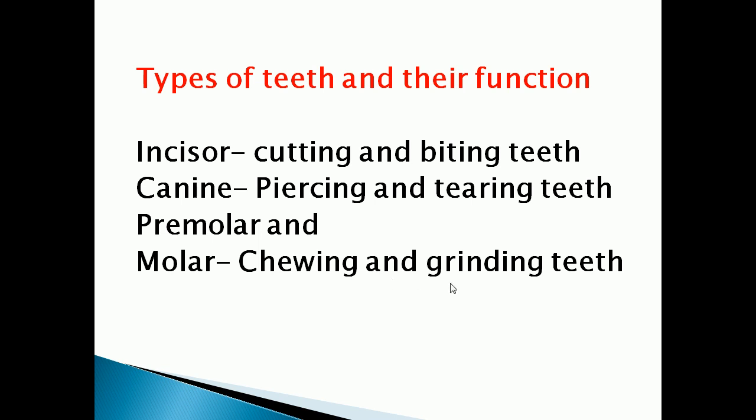Understood, students? So there are 4 types of teeth. The incisor is used for cutting and biting the food. Then the canine is called the piercing and tearing tooth. Then the molar is called the chewing and grinding tooth.